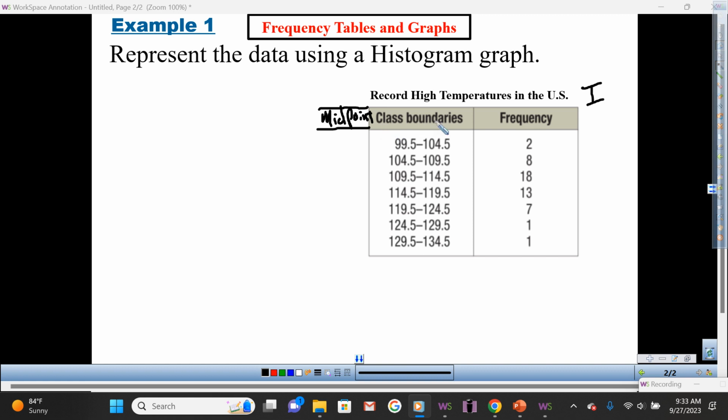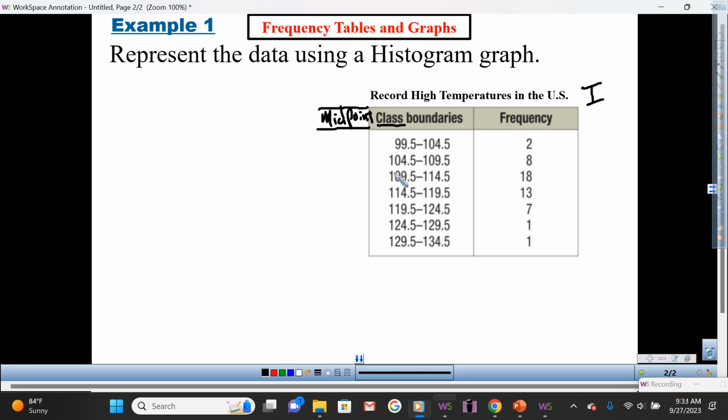So that you know, notice this column here is called what? Class boundaries. What does that mean, Mr. Q? That means that each of these is a what? A class. Each of these, 99.5 to 104.5, that's one class. 104.5 to 109.5 is another class. So guess what? Now we need to find the midpoint for each of those classes.